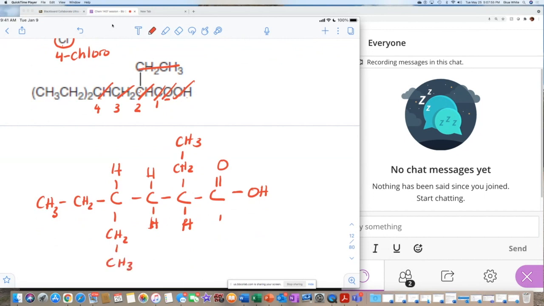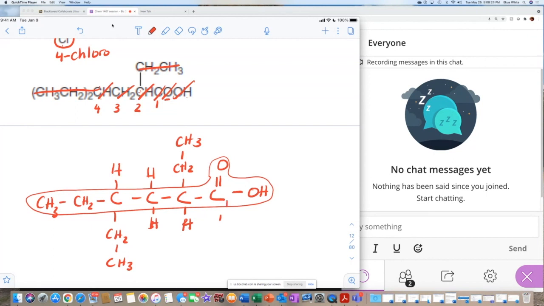CH3. Okay, finally, I'm done with all of these. Now this looks a lot better. So now I can find my longest chain. My longest chain goes from here all the way to here. Okay, but we're only counting the carbons. Please notice I'm only counting the carbons to figure out the name. The names, pent, meth, all that stuff, refers to the number of carbons.